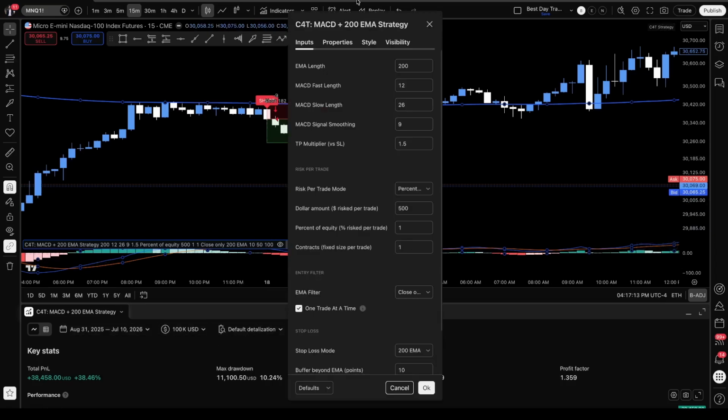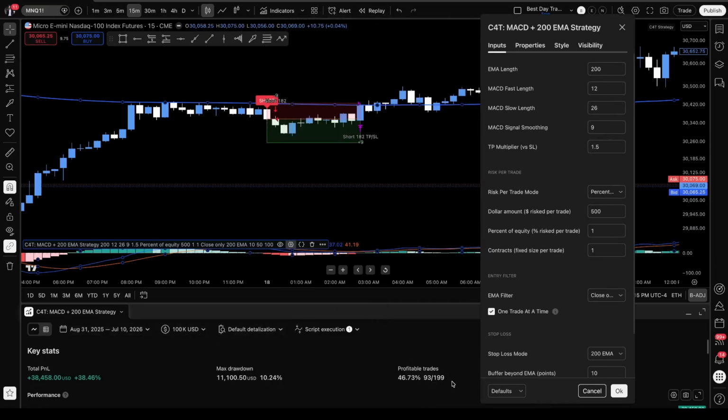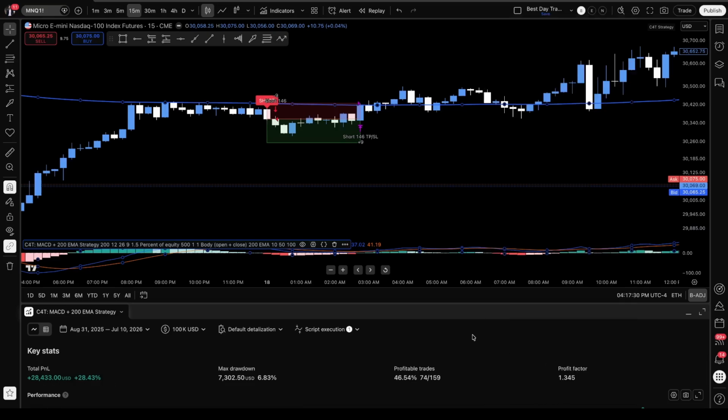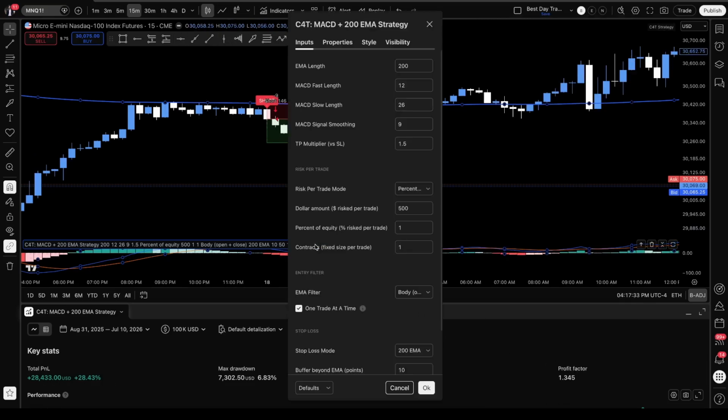Let's see again. So it did 199. And yeah, it takes more trades, right? But the win rate is about the same, it is negligible, but you do win a lot more, right? So it depends how you want to go about it. Oh, let me finish how this goes.